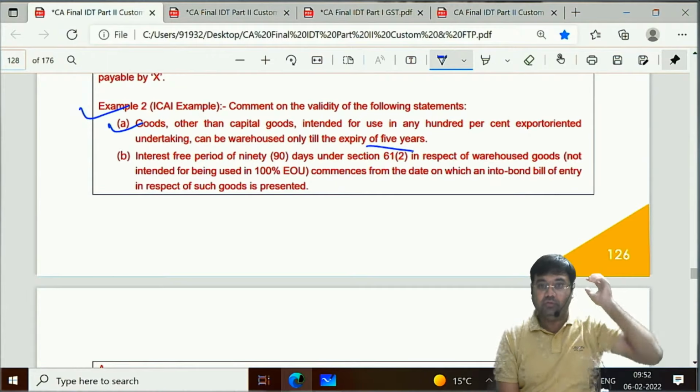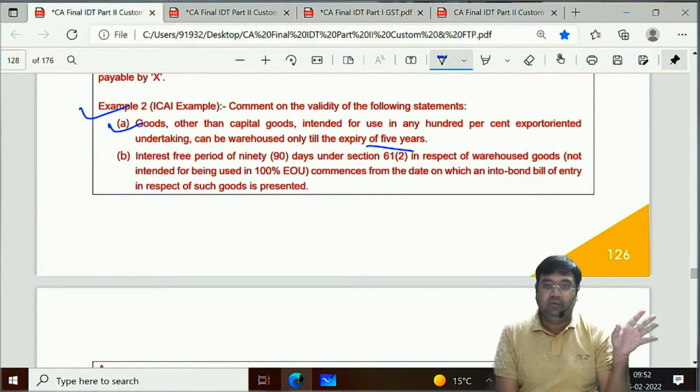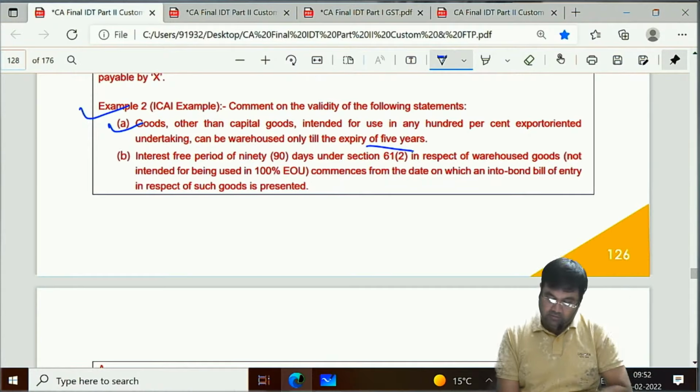What I said to you, there is no time period. So this statement is invalid. There is no time period mentioned for 100% EOU.